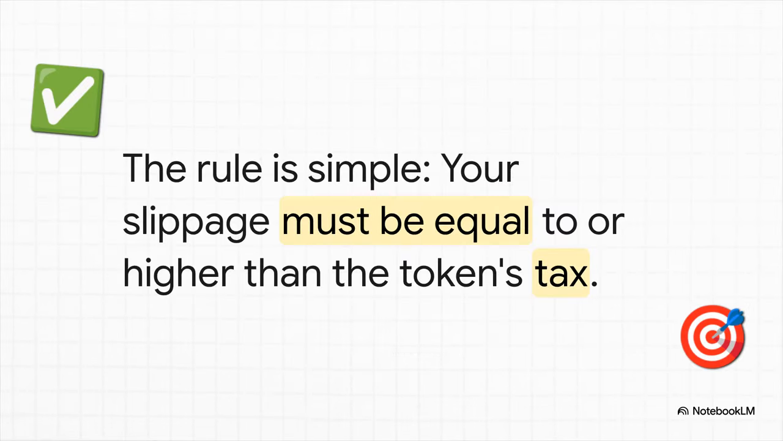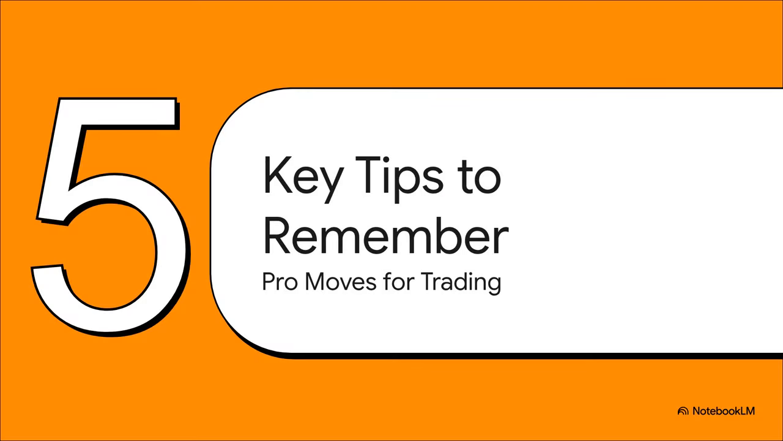This is the one thing you absolutely need to remember. For any token that has a tax built into it, your slippage tolerance setting must be at least as high as that tax percentage. That's the golden rule. That's how you make these trades work. All right, before we wrap this up, let's quickly cover a few final pro tips. These will help make sure you're prepared for any other little hiccups you might run into.